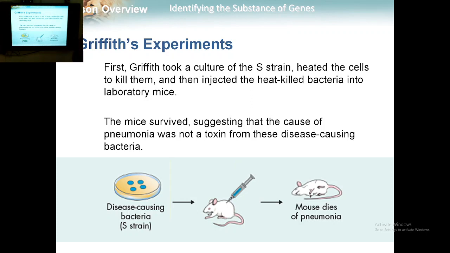So the next part of the experiments was done by killing the bacteria by heating. He heated the bacteria until it was killed, and then injected it into a mouse, and the mouse was still alive. He concluded that the bacterial toxin is not the cause of the death, because the bacteria is already dead, but the toxin is still there. So the main cause for the death is not the toxin.